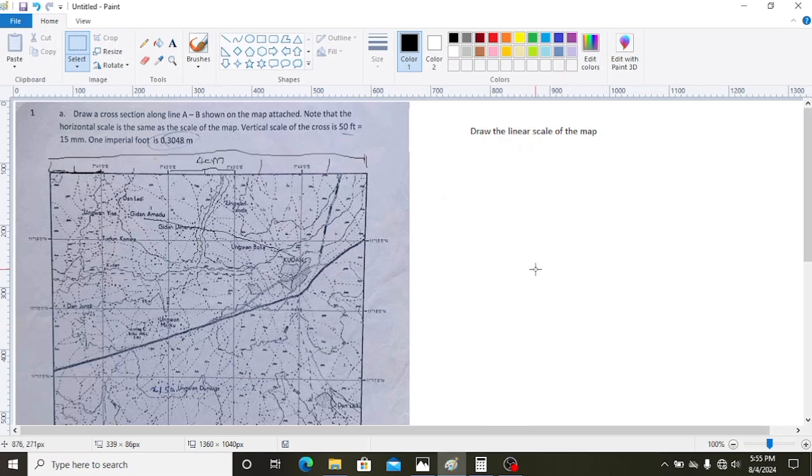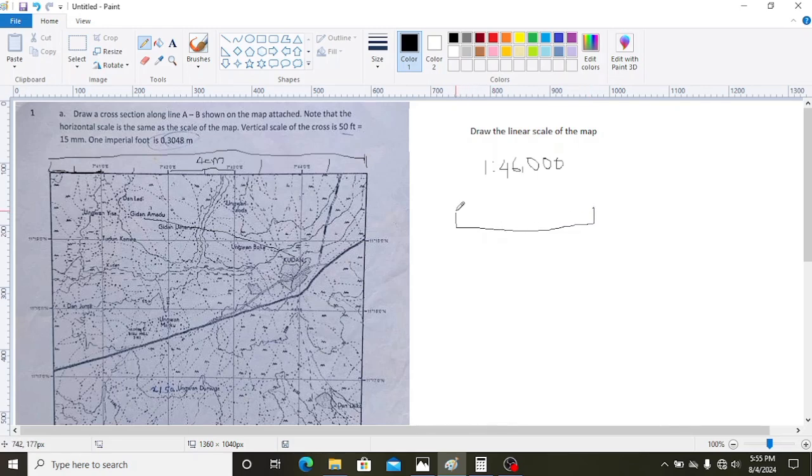Okay, we have been given this question to draw the linear scale of this map, and we all know that the scale of our map is 1:46,000. So they say we should draw the linear scale of this map. What are we going to do then? Meaning we are going to use what is also known as a graphical representation.